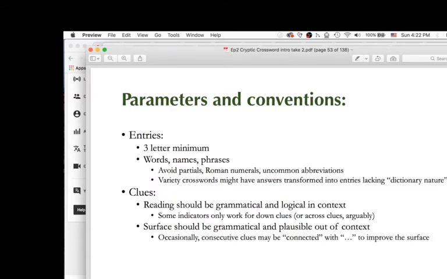Occasionally, you can take consecutive clues that don't really stand on their own, and they may be connected with ellipses to improve the surface reading. I try not to do this myself. If I am going to do this, I want those two consecutive clues to really feel like they can go together as a single sentence. Don't just say, I've got clause A and clause B, and they can grammatically go together, but why would you put one after the other, really?